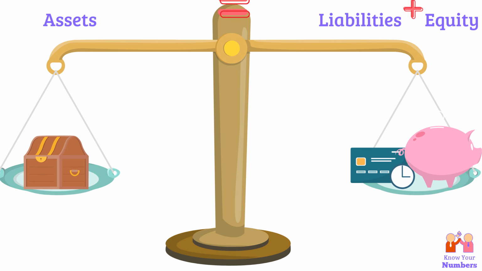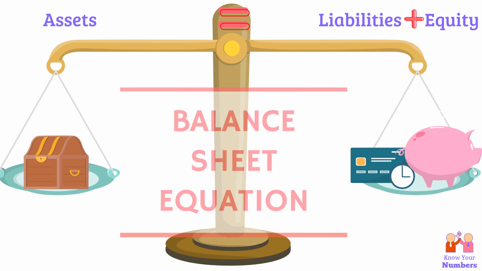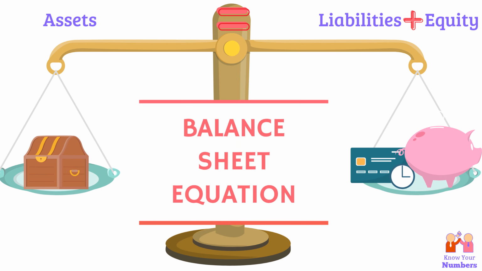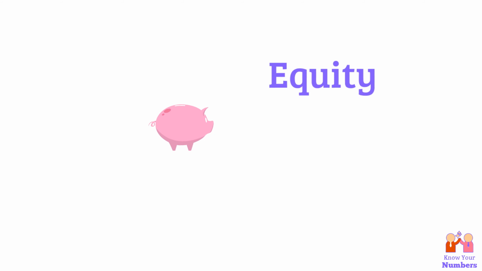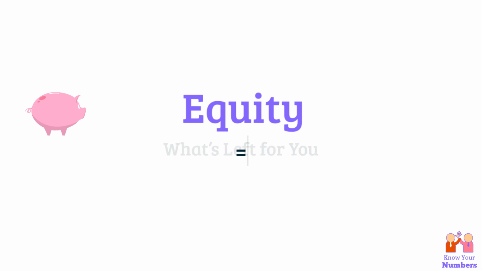Assets equal liabilities plus equity. This equation is often referred to as the balance sheet equation and will always be true. Think of it as what your business is truly worth to you. So, equity is what's left for you.